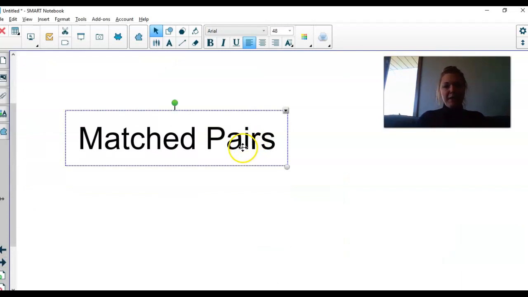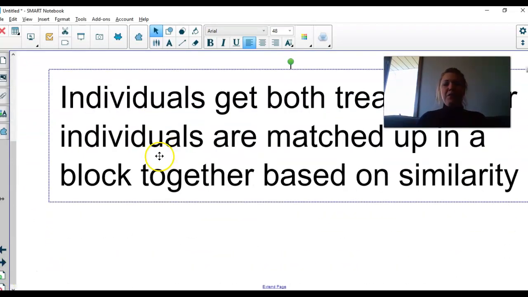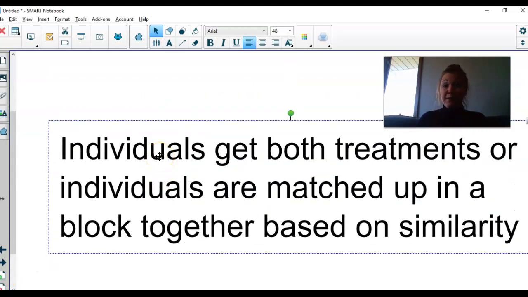Okay, matched pairs. Matched pairs is where individuals get both treatments, or individuals are matched up in a block together based on similarity. An example of that would be if I wanted to test Nike running shoes, okay? So let's actually go back to the first one where we get both treatments. I talked a lot in class about that boot example, right? I give you all a pair of UGG boots. I want to compare the old spray to the new spray. I'm not going to break you up into 2 certain groups.